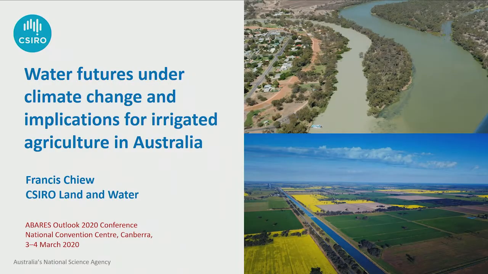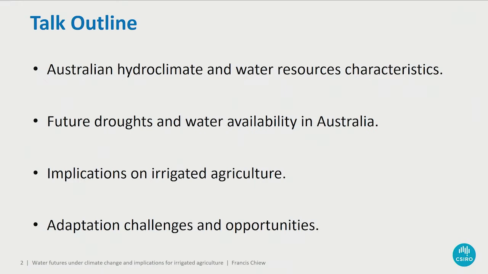So what I've been asked to do is give a talk on water futures under climate change and some of the implications for irrigated agriculture in Australia. I've put together a couple of slides to talk around, to give a background of Australian hydroclimate and water resource characteristics, and then go into the focus of the talk around what the future holds in terms of future droughts and water availability, touch a bit on the implications for agriculture, and then finish off with maybe some of the adaptation challenges and opportunities in this area here.